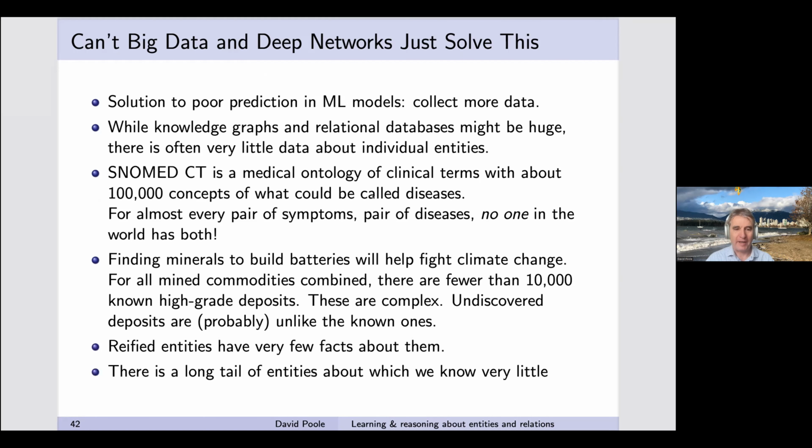Reified entities have very few facts about them, and there's this long tail of entities about which we know very little. So we can't just throw big data at it. Somehow we have to build models.